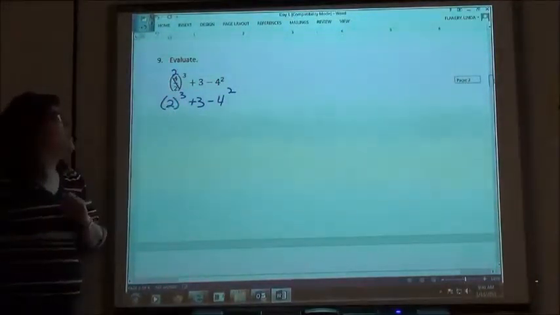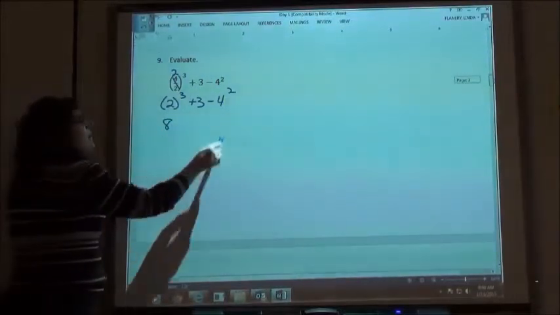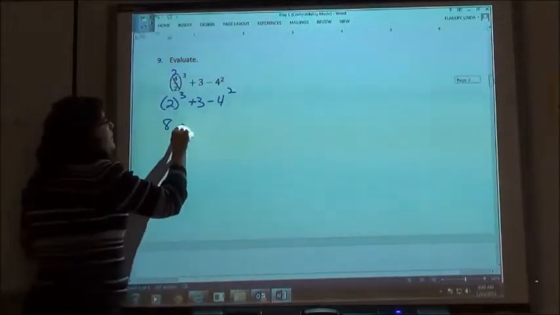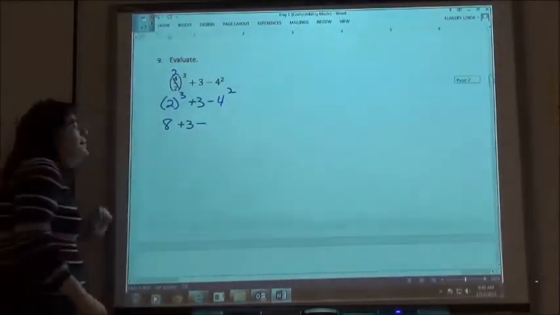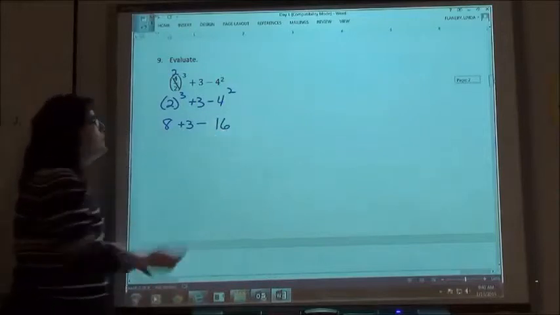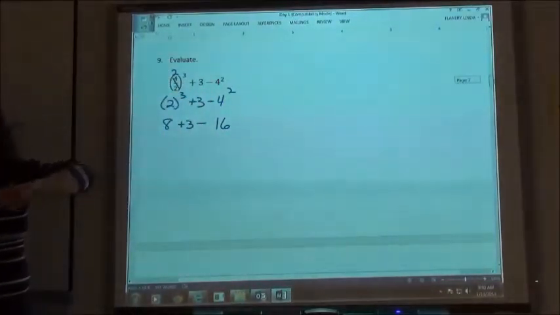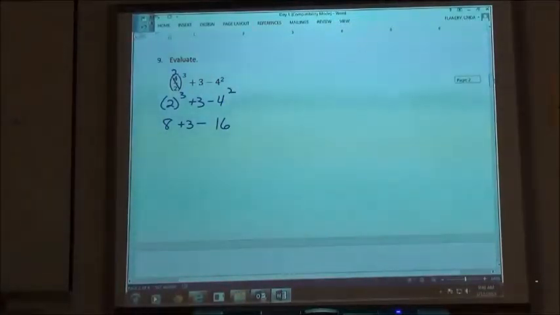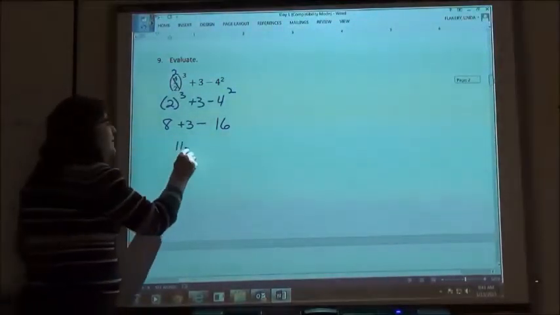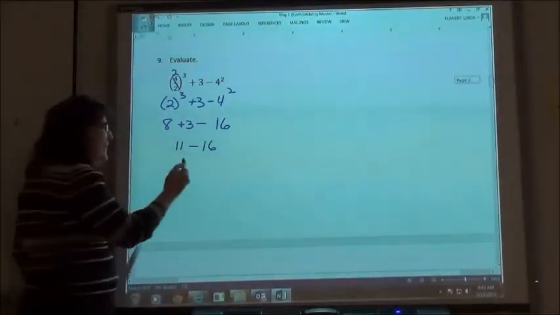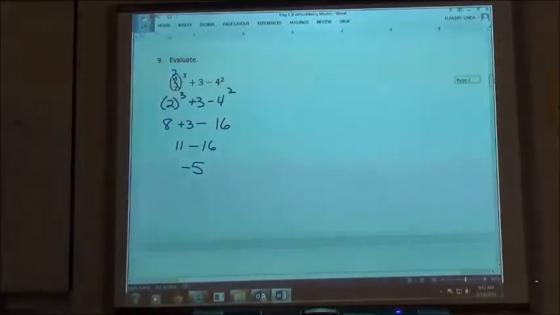2 to the 3rd power is 8. 4 squared is 16. Notice there's not parentheses or anything, so you're just squaring the 4, and that negative sign goes down in front of your answer. So now we have 8 plus 3 minus 16. So 8 plus 3, 11, and 11 minus 16, what's your sign? Negative. -5.